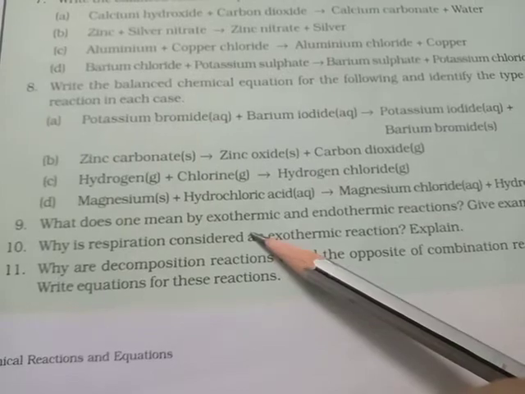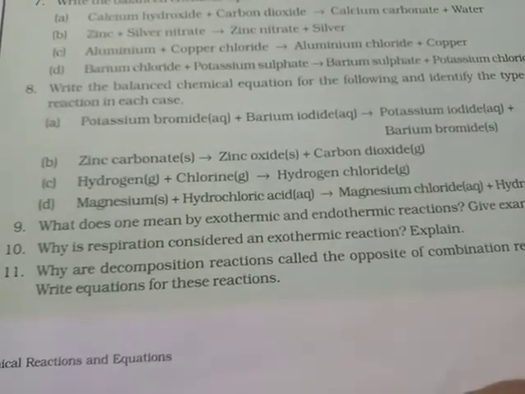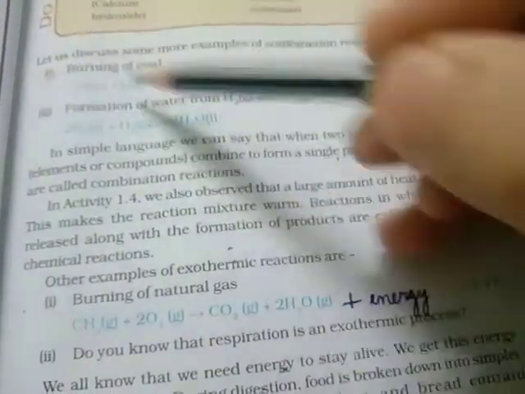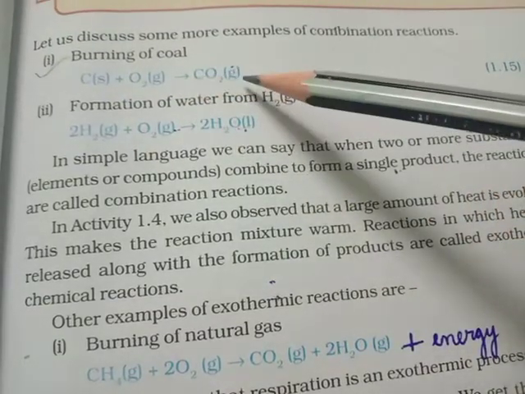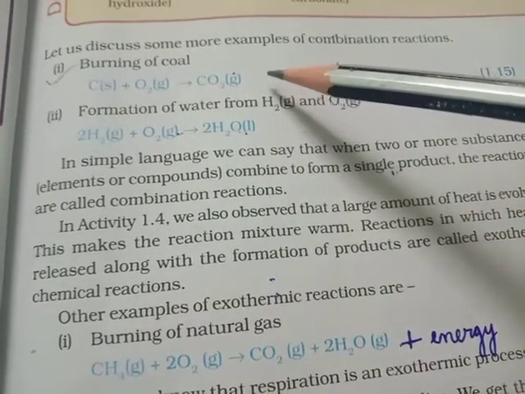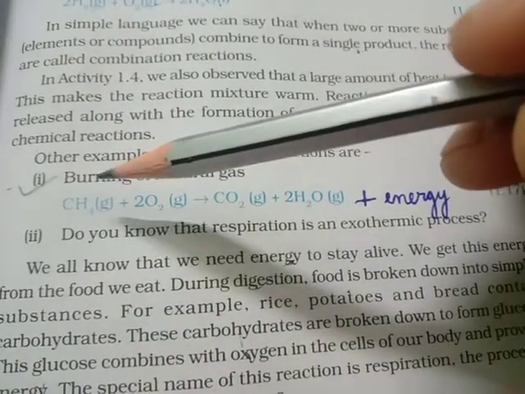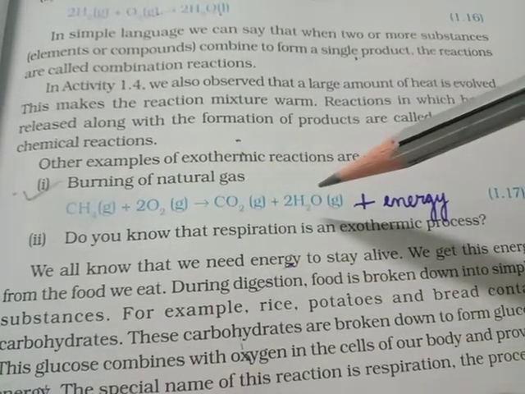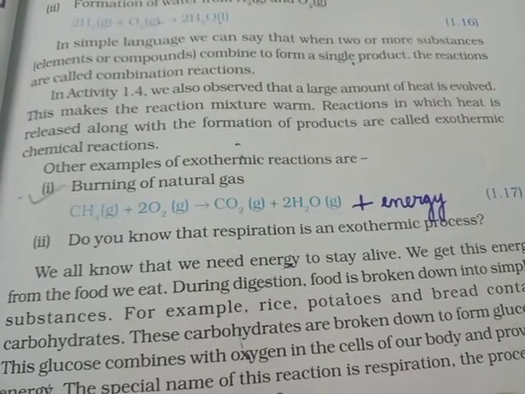So some examples of exothermic reactions are burning of coal, burning of methane gas, etc. We can find the examples on page number 7. Here, burning of coal is an example: when coal is burned, carbon reacts with oxygen to form carbon dioxide gas and a lot of heat energy is released. Similarly, burning of natural gas is an example of an exothermic reaction. The chief constituent of natural gas is methane. When methane is burnt in air, it combines with oxygen to form carbon dioxide, water vapor, and energy. So these are examples of exothermic reactions.